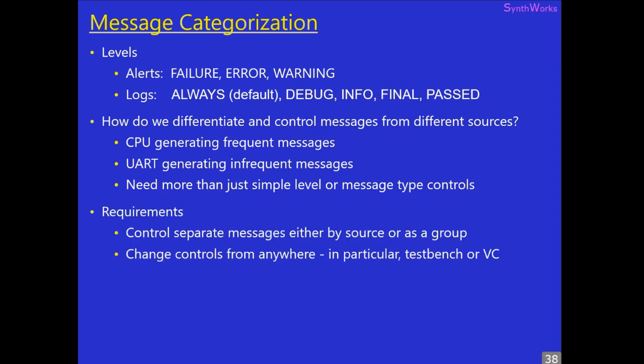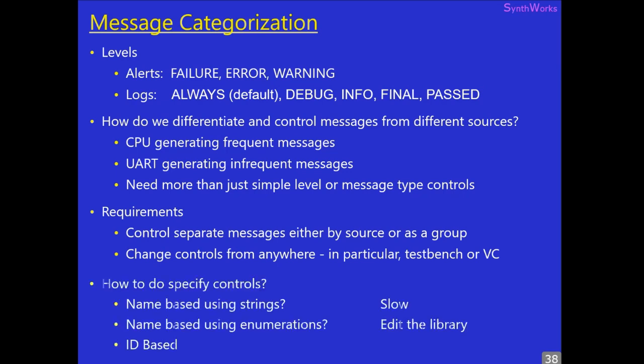We need to control messages by source or by group of sources. I've seen other ways of doing this. String-based, but if you use a string base, then you have to look up that string every time in your data structure, and that's going to be slow. We could use enumerations. I've seen another approach that does that. That really isn't even a library anymore, because everybody's editing the enumerations to add different things to it. That's not going to work so well.